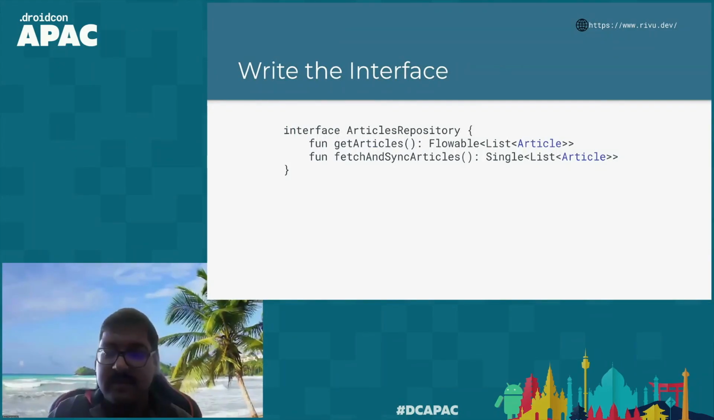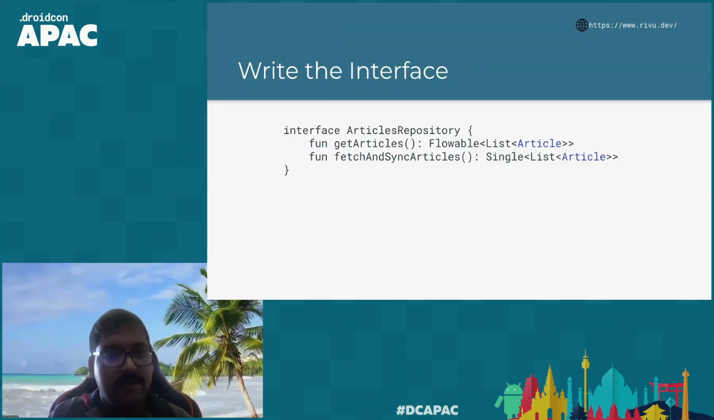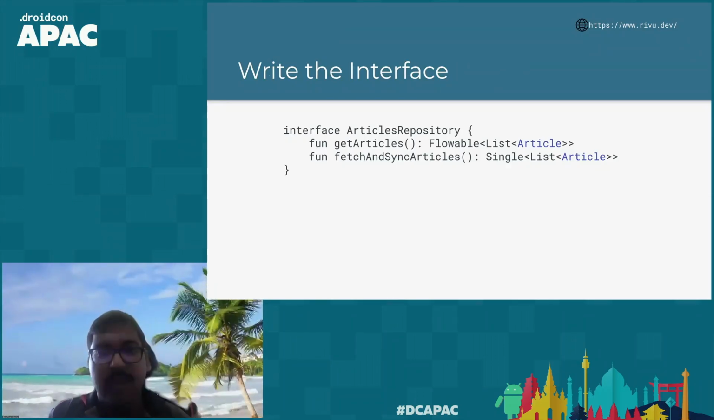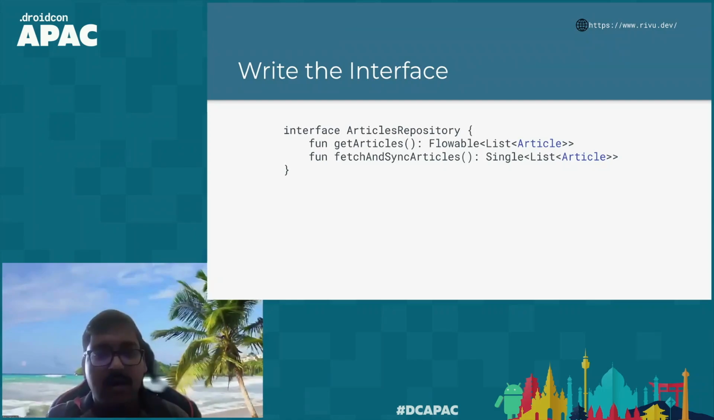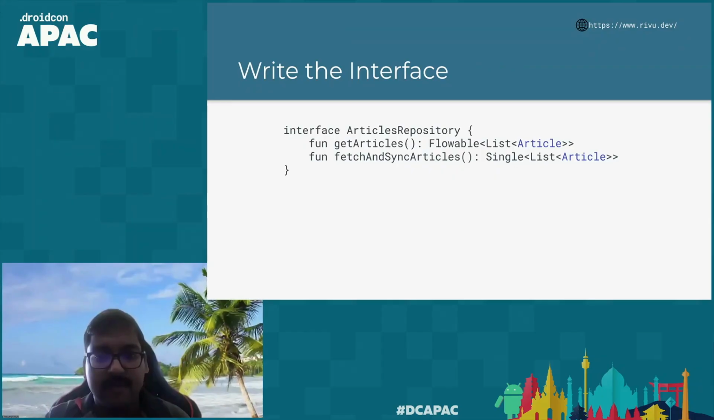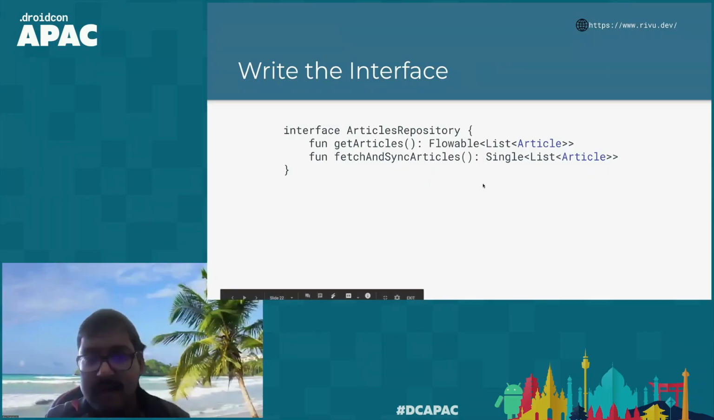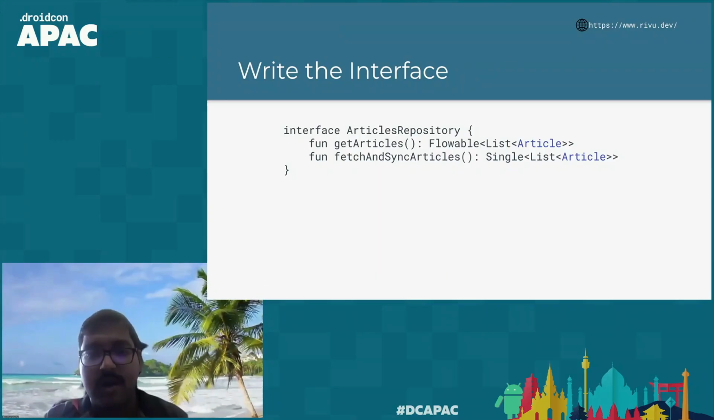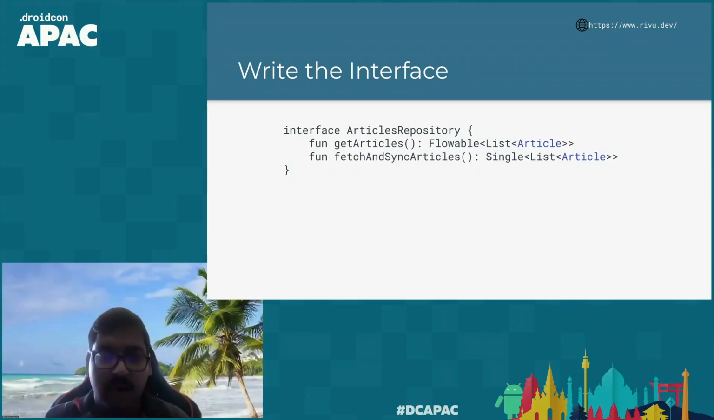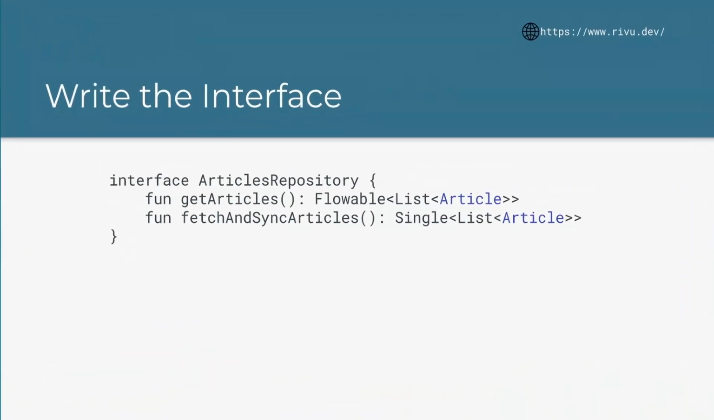Yeah. So this is basically the interface that I will be working on today. So it is basically an article repository. So I'm working on a project that actually fetches articles and shows them, right? So there are two methods here in the repository. Get articles, that will get all the articles from local or remote, and fetch and sync articles, that will get all the articles from remote, save it in DB, and then return it.